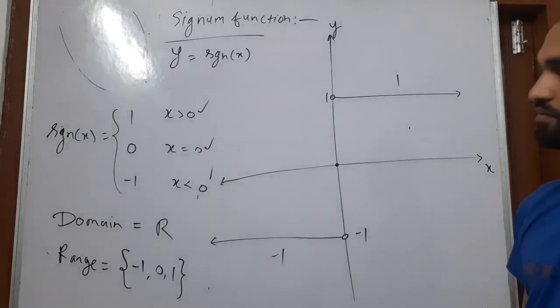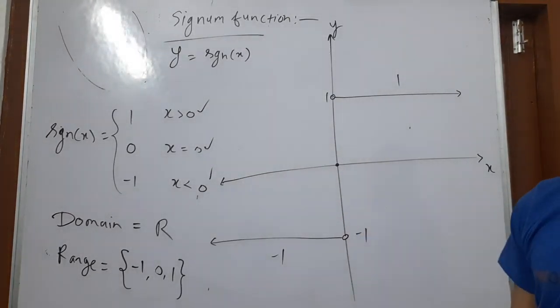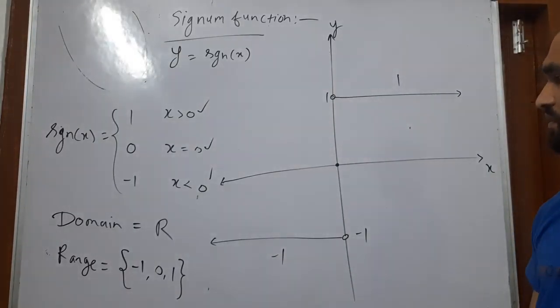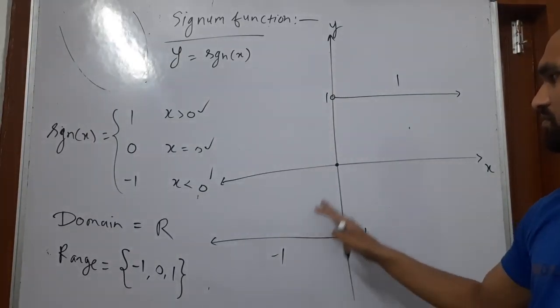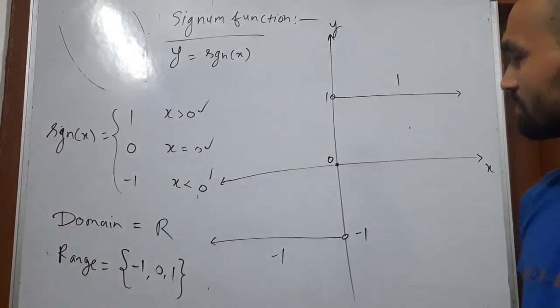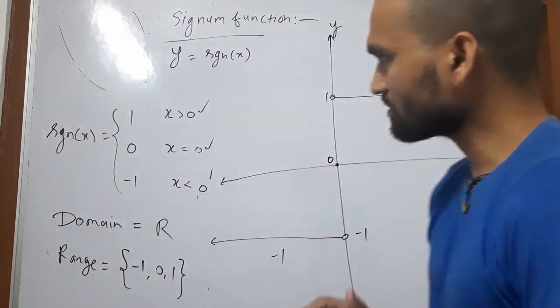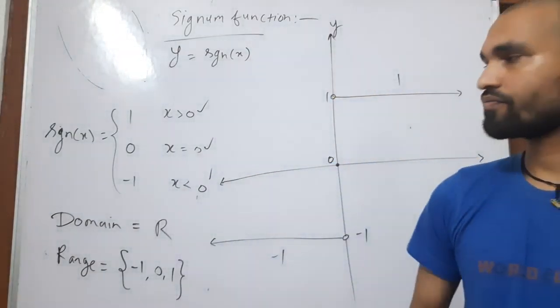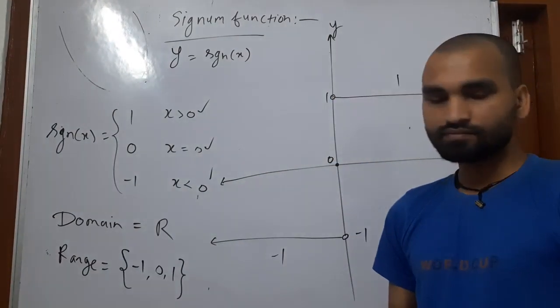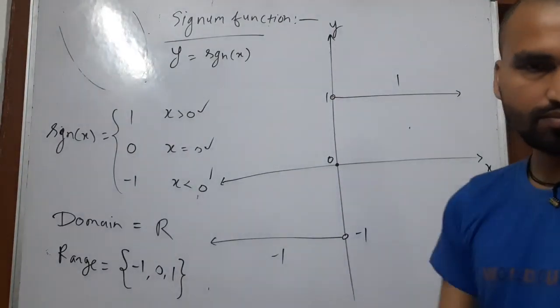Okay, by the graph also we can say that its domain is the real numbers and the range is only three values, that are -1, 0 and +1. This is the graph of signum x. Now we should discuss some other graphs related to the signum function. Okay, so let us take some questions.